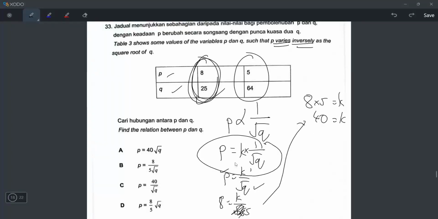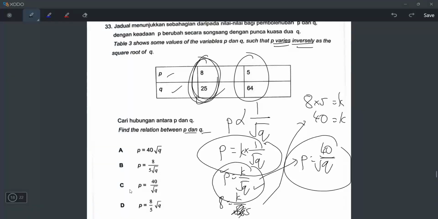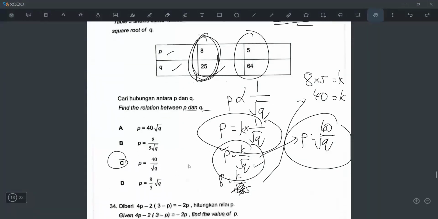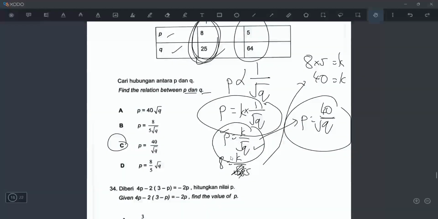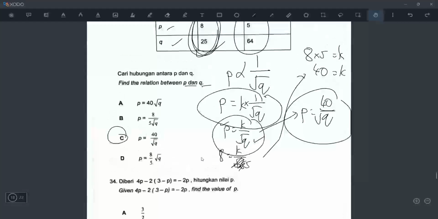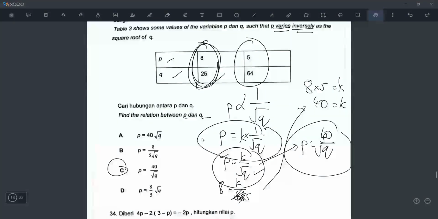So when we rewrite, it will be P equals what? K over square root Q, which is 40 over square root Q. So what the soalan ask for? Find the relation between P and Q. So the answer is C. Okay, very simple. But what if I use the 564? You will get the same answer, believe me. You will also end up with this if I ganti this. All right. This one nothing much lah. You just have to remember the step for variation. If you don't remember, just do more exercise.